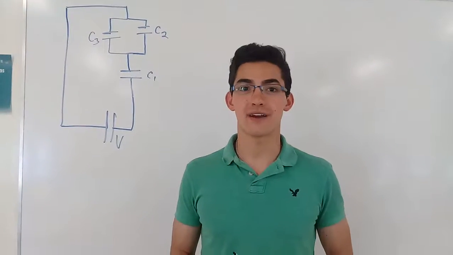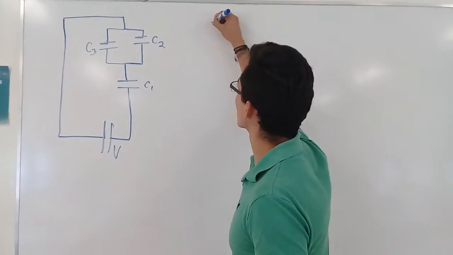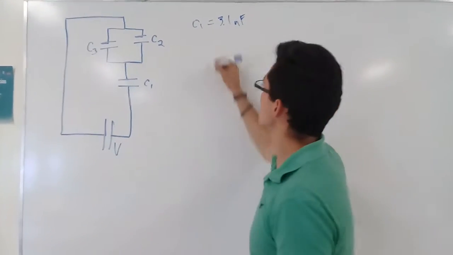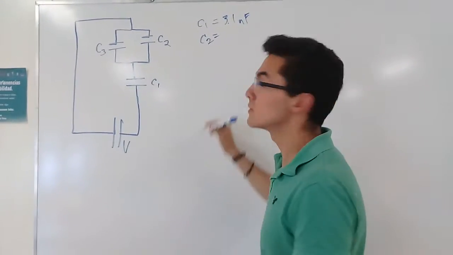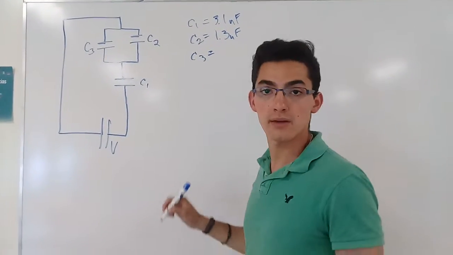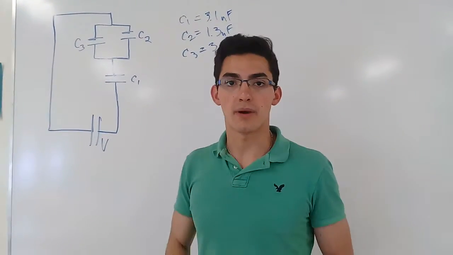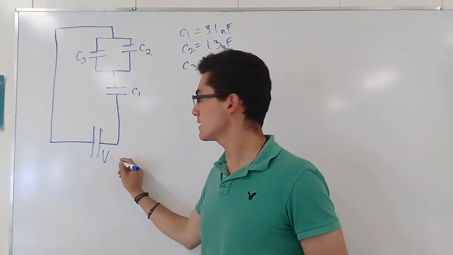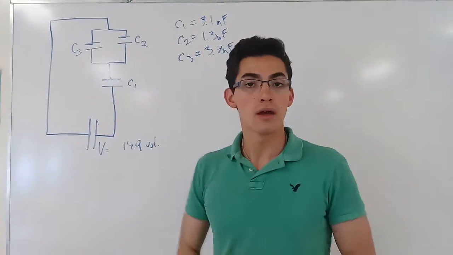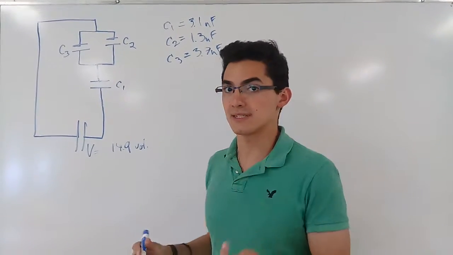Solve quiz 2 of unit 5 that says like this. Three capacitors with capacitance C1 equal to 3.1 nanofarads, capacitor 2 equal to 1.3 nanofarads, and capacitor 3 equal to 3.7 nanofarads are wired to a battery with a voltage equal to 14.9 volts, as shown in the figure. What is the potential drop across capacitor C2?